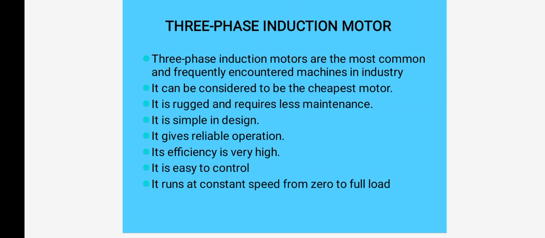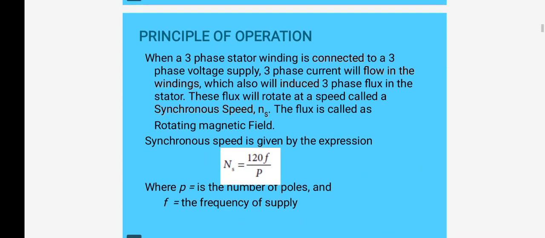Three-phase induction motors are the most common and frequently encountered machines in industry. It can be considered the cheapest motor. It is rugged, requires less maintenance, is very simple in construction, and gives reliable operation and high efficiency. It is easy to control, and it runs at constant speed from 0 to full load speed. That is the major advantage of the three-phase induction motor. Why do we go for the three-phase induction motor? Then what is the principle of operation of the three-phase induction motor?